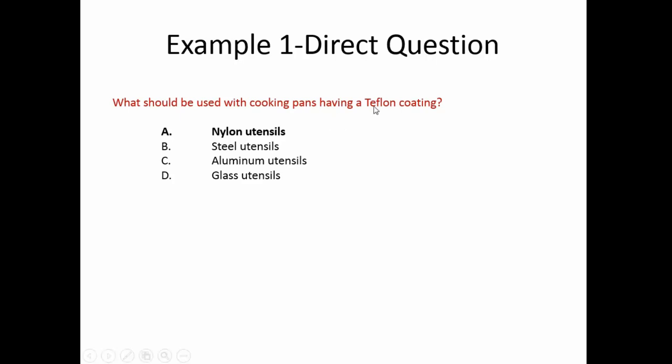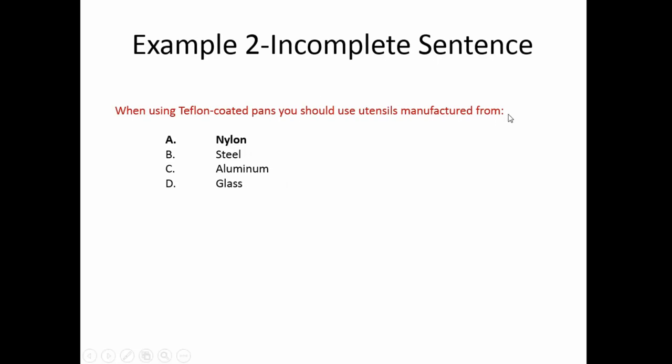So the red part that you're seeing there, what should be used when cooking pans, with cooking pans having a Teflon coating, that part is called the stem. The right answer is called the right answer. And the other three are called distractors or foils. I rarely go five items. I always do one right answer and three distractors or foils. I call them distractors. So the stem of the question can be a question, or it can be an incomplete sentence. And that's entirely preference as to what you feel like you would like to write.